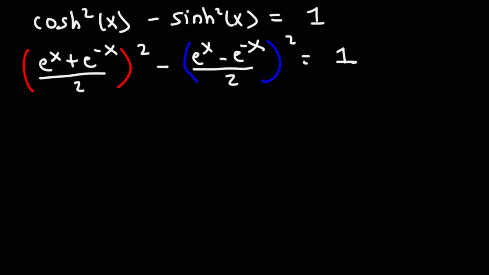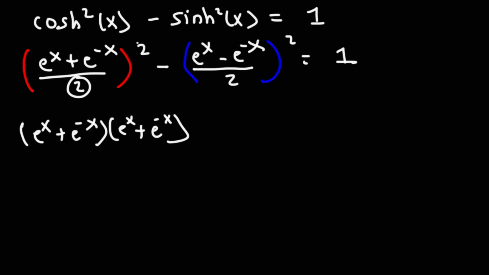So what we need to do is we need to FOIL. So I'm going to rewrite it first. We have e to the x plus e to the negative x. It's squared. So we're going to multiply it by itself. And then 2 squared, that's 2 times 2. That's simply 4. Here we'll have something similar.